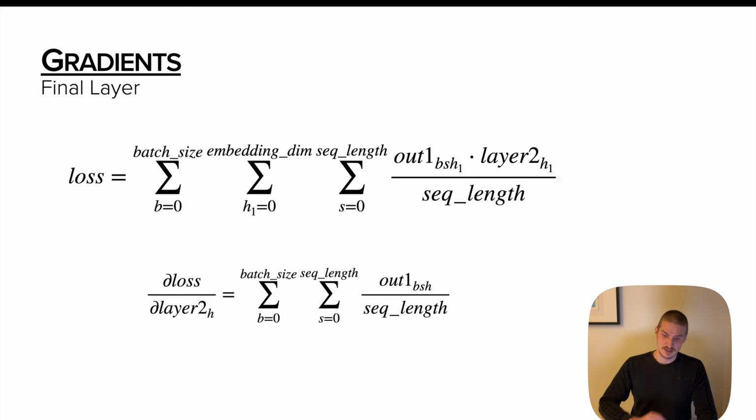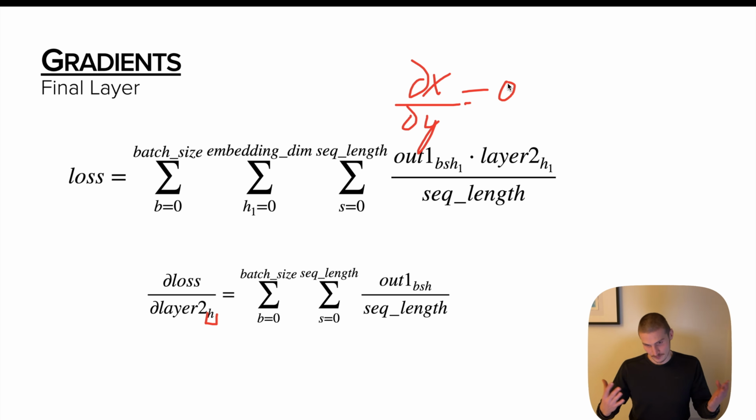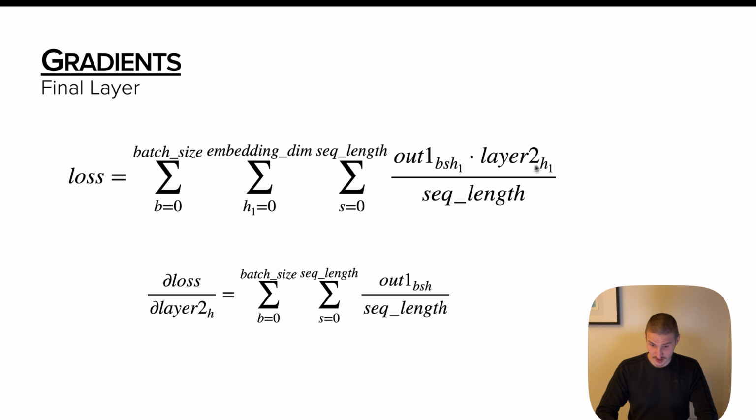And there are two special cases. One special case is when h1 is not equal to h. Then this is the same as computing the partial derivative of x with respect to an independent variable y, which is just 0. Easy. And the second special case is when h1 is equal to h, and this is the same as computing the partial derivative of x with respect to x. These are the only two things you actually need to know about derivatives to come up with this.